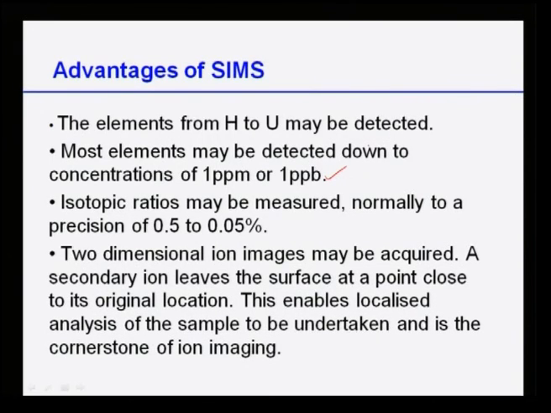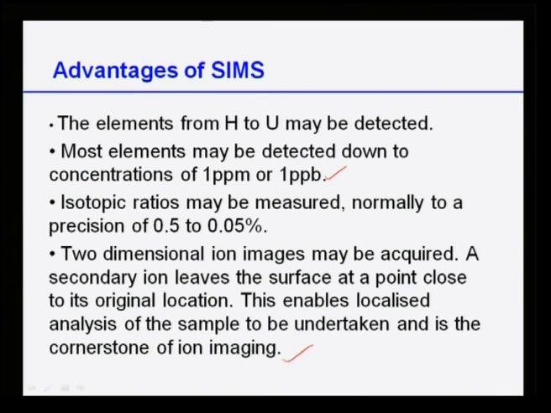You can do two-dimensional ionic image measurements, ionic images which I showed you. A secondary ion leaves the surface at a point close to the original location. This enables localized analysis of a sample to be undertaken, and is a constant cornerstone of the images. Not only that, three-dimensional ion images can be acquired by scanning or rastering the primary beam and detecting that. It requires very little sample preparation. Let me tell you, unlike in SEM or TEM, you do not require much sample preparation. And you can do many other things.